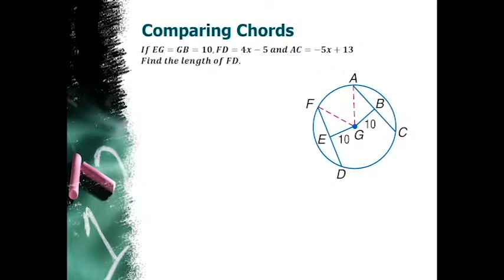In this problem, we're looking at comparing two different chords. What's given to us here is that EG is equal to GB, which is 10. We have that labeled in our diagram here. EG is 10, GB is 10. What that tells us is that AC and FD are both the exact same distance away from the center of the circle. Then what we also are given is that FD, this chord, has a length of 4x minus 5. AC has a length of negative 5x plus 13.